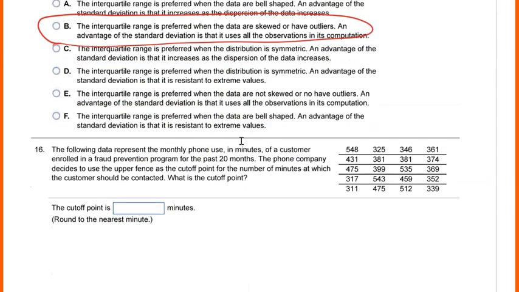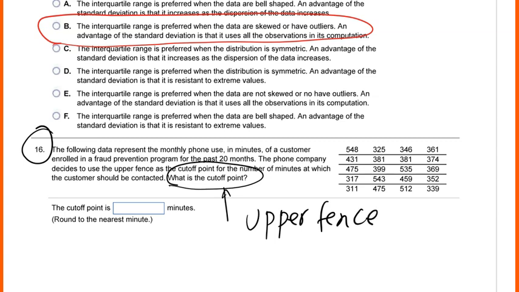Number 16. If you look at the question, you try to find the cutoff points. Again, I'm not going to do this question. The cutoff point is the upper fence. How do you find the fences? We just did that a couple of questions before. You find the upper fence only. That's the answer for the cutoff point.